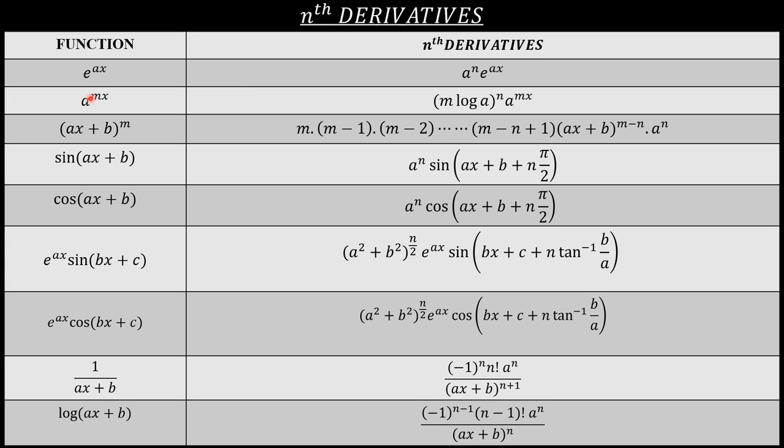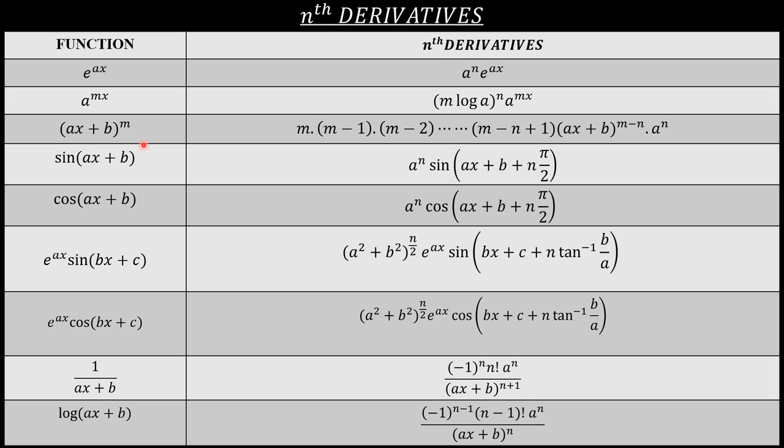That is, nth derivative of e to the power ax is a to the power n into e to the power ax, and nth derivative of a to the power mx, where your m is a constant over here, is m log a to the power n multiplied with a to the power mx.